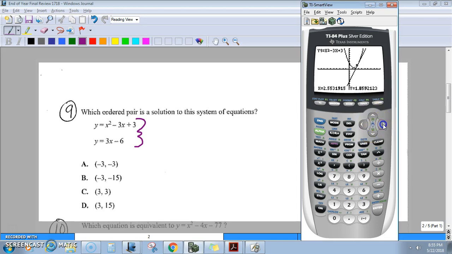If you trace over to where you think they're intersecting and then you hit zoom in, you can get a little better idea. You have to hit enter a couple times about what exactly it looks like where they intersect. So it looks like the intersection is going to be really close to right here. And in order to find the exact number, we do second calc, intersect, enter. And then you got to hit enter a couple times.